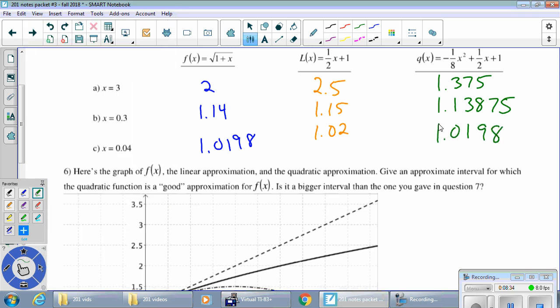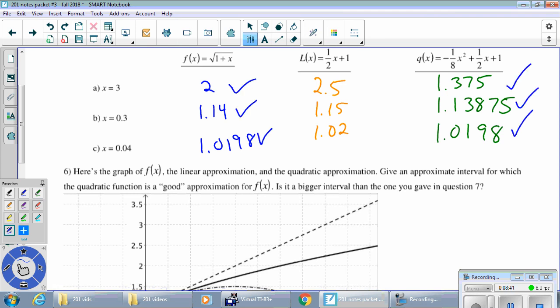And so now we're comparing the correct answers in this first column to our approximations using a quadratic, a parabola. Okay, so 2 compared to 1.375, well, that's not very good. How about 1.14 and 1.13875? That's quite good. We're only off by about 1,000th. And then 1.0198 and 1.0198, we agree to the 10,000ths place.